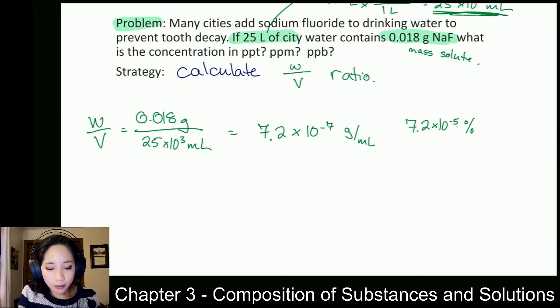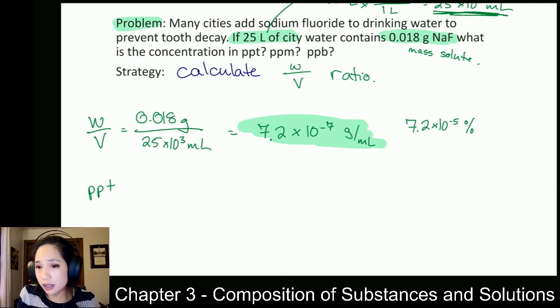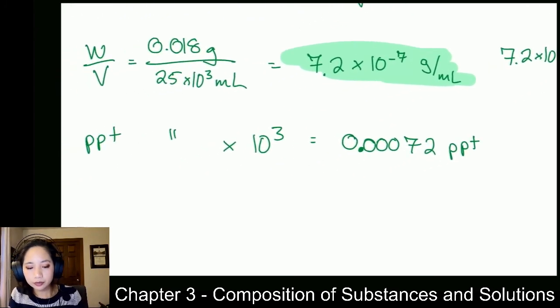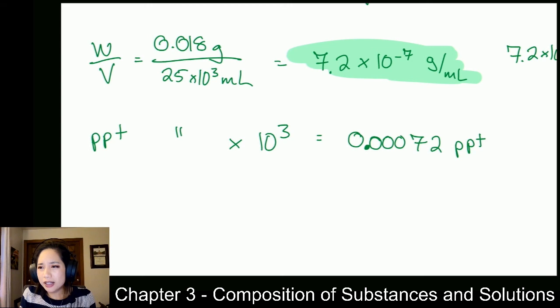Now that we have weight over volume, that ratio, to calculate parts per thousand, we just multiply the number that we just calculated by 1,000. So parts per thousand is that number times 10 to the 3. It is equal to 0.00072 parts per thousand. So that's the unit we use there. All right, and that number is still pretty small too. It's 7.2 times 10 to the negative 4. So that's not that great on the eyes.